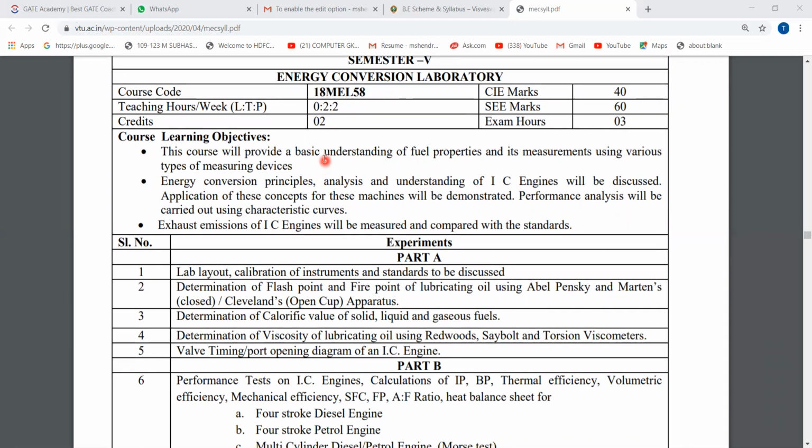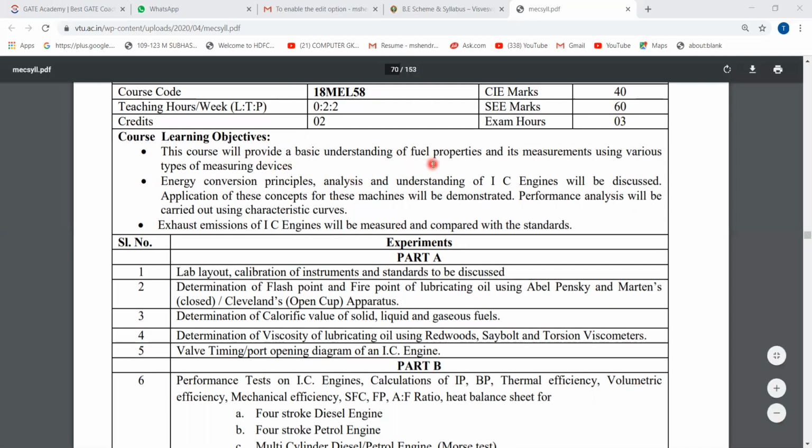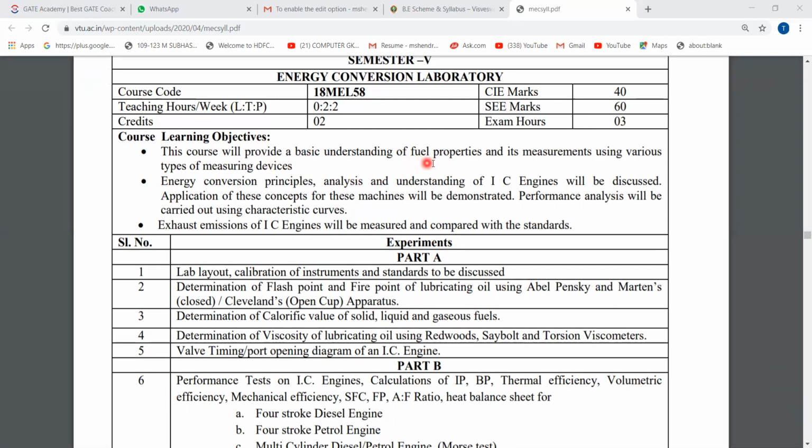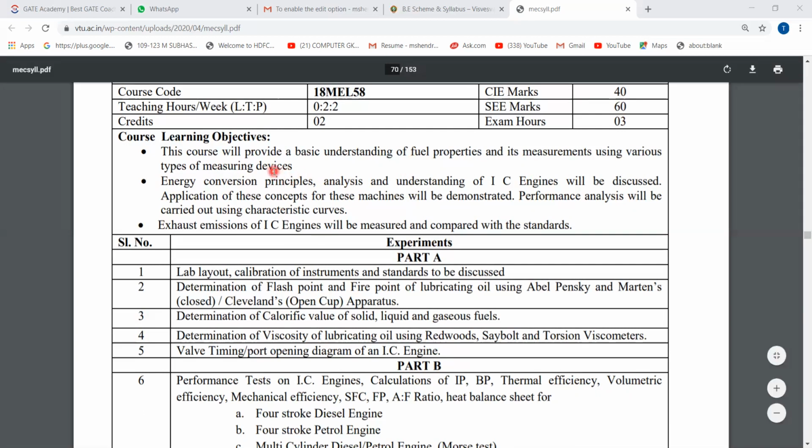So overall, we are going to calculate the various fluid properties, the values of various fuel parameters like viscosity, flash point, and fire point by using the various measuring instruments. We'll see what a flash point, fire point, viscosity, etc. are in upcoming video sessions. So just remember, the first learning objective of this course is to provide the basic understanding of fuel properties and its measurement using the various types of measuring devices.